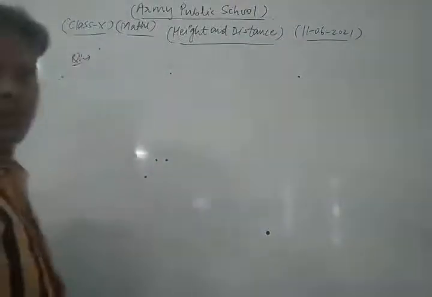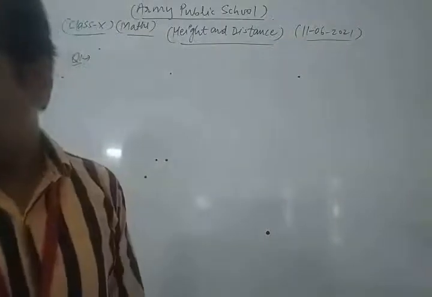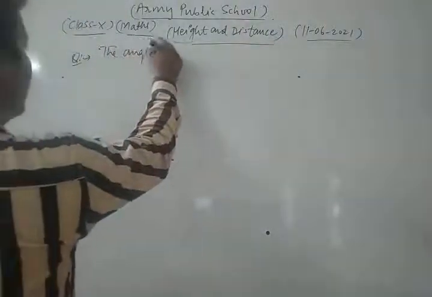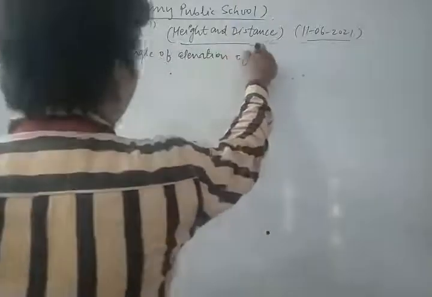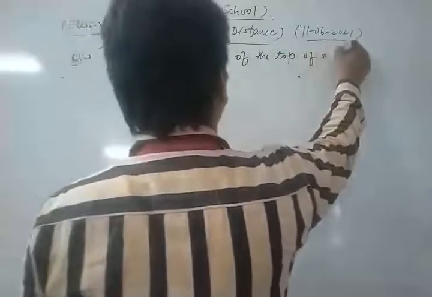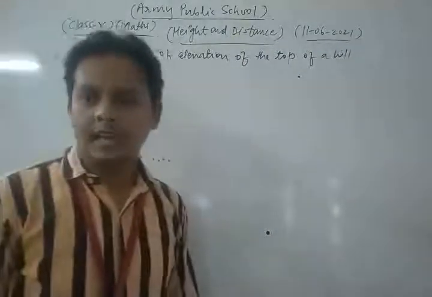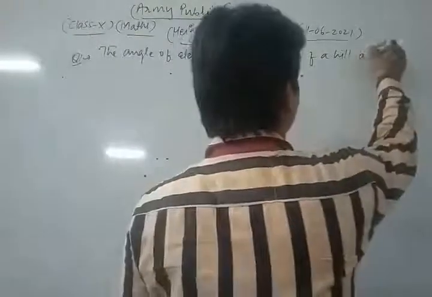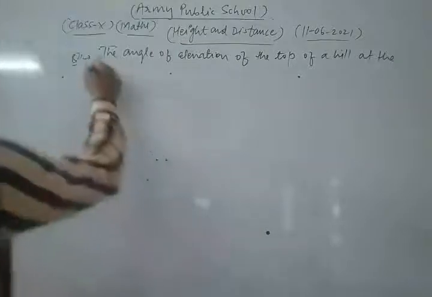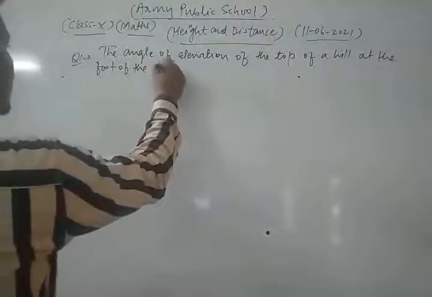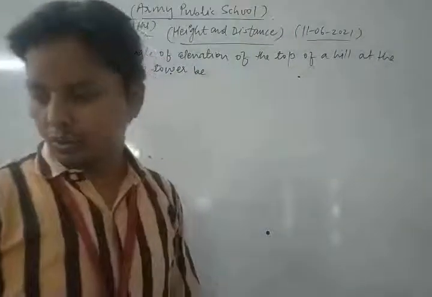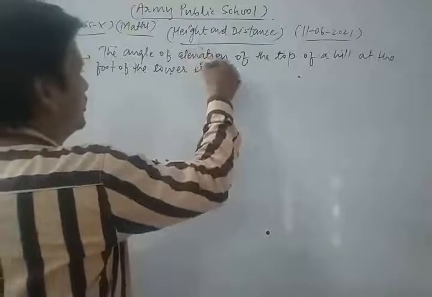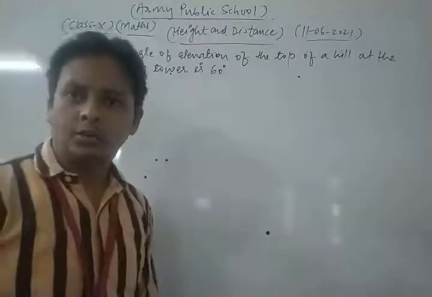Now we take a very important question, and your question is: the angle of elevation of the top of a hill at the foot of a tower is 60 degrees.